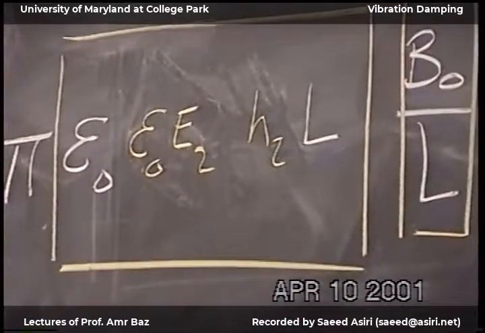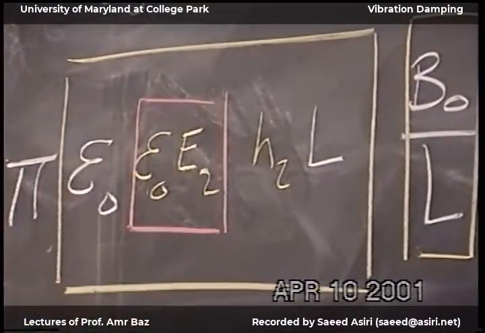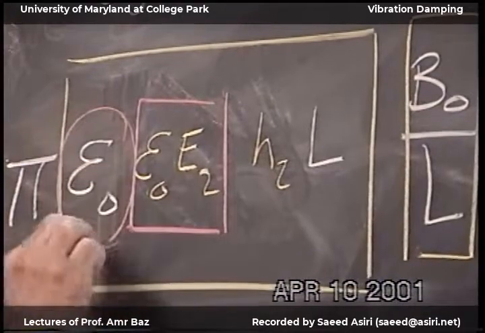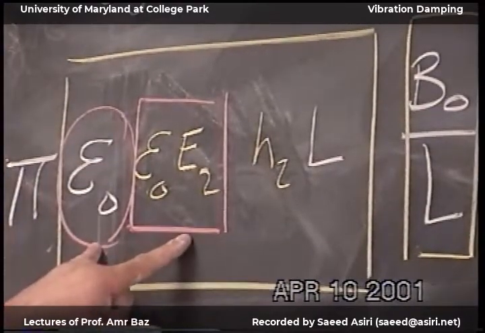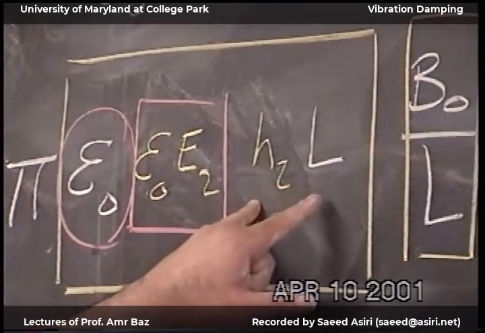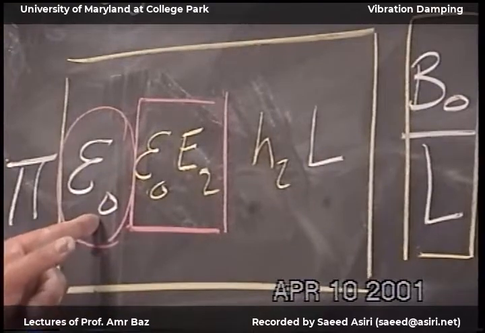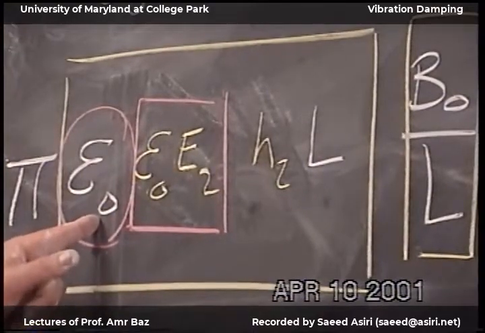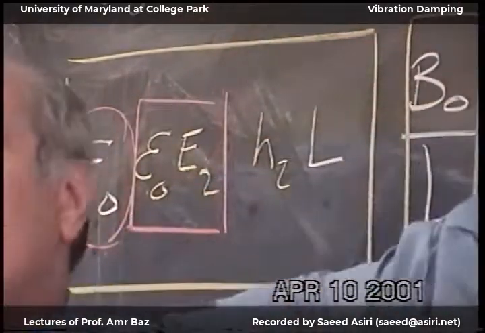Okay, so now this is stress times strain. Stress times strain is energy times H2 and L, so it is energy per unit width. This is energy per unit width.